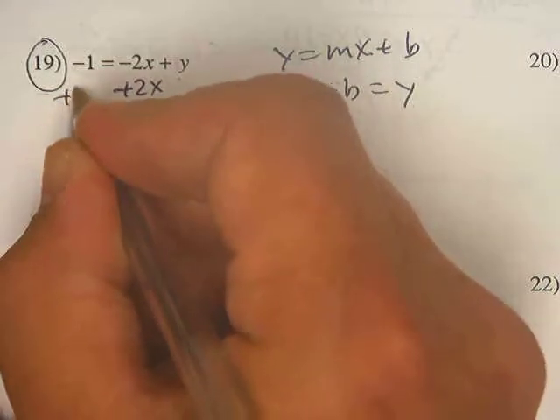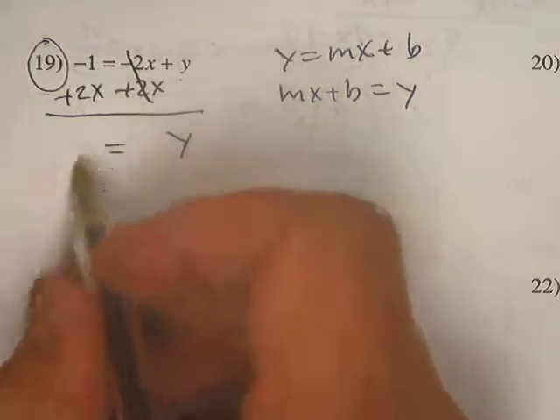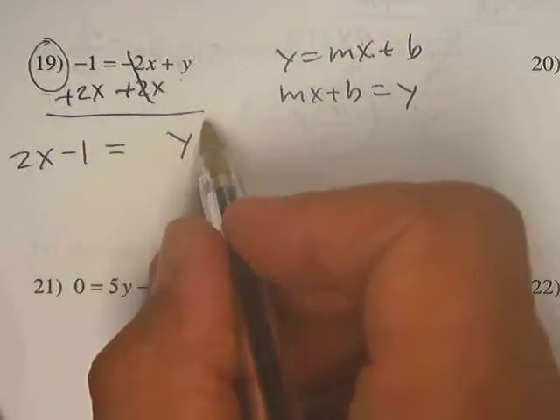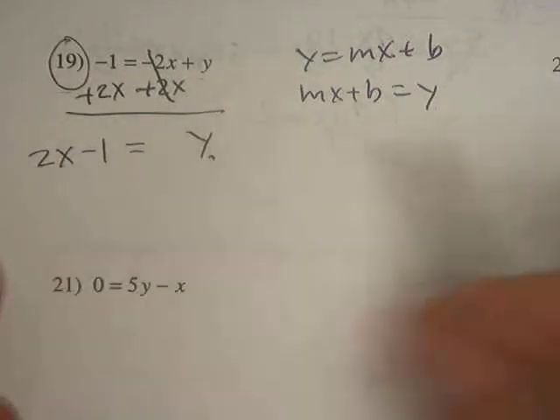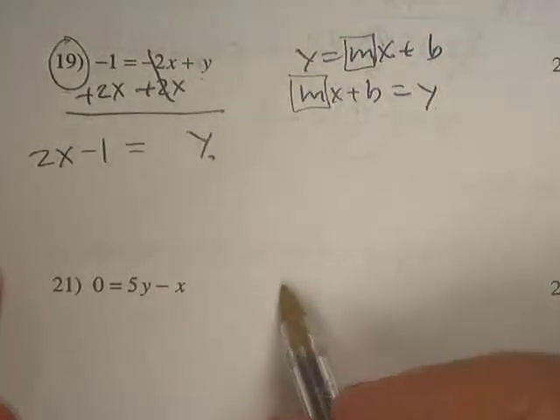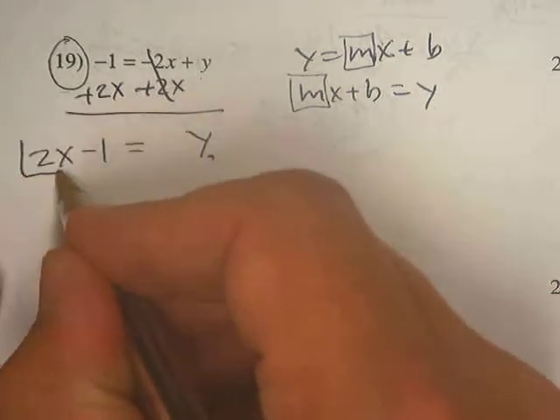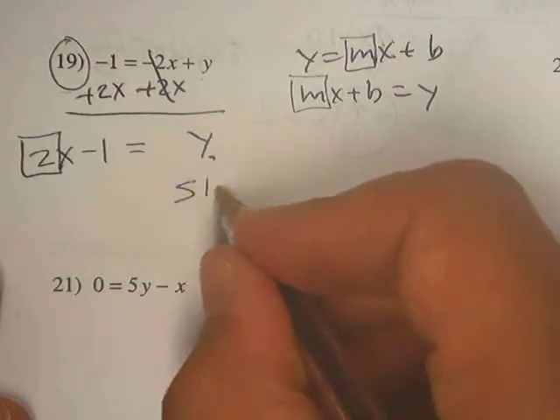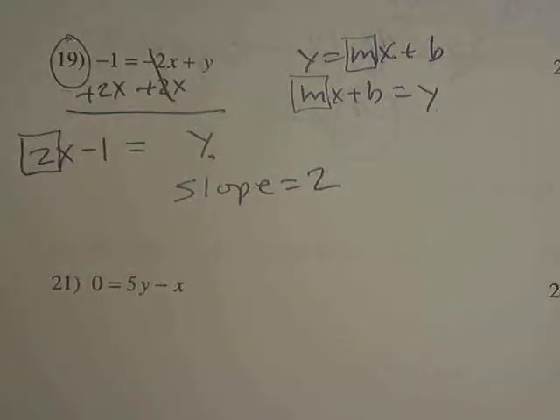Okay? So in order to do that, I need to move the 2x to this side, the negative 2x. I do the opposite. So I add 2x to each side. End up with y equals 2x minus 1. Now it looks a little funny with y being on this side, but you can still see over here the m is the slope, and over here the m is still the slope. So if I look over this equation, the slope is going to be, you guessed it, 2. The slope equals 2.